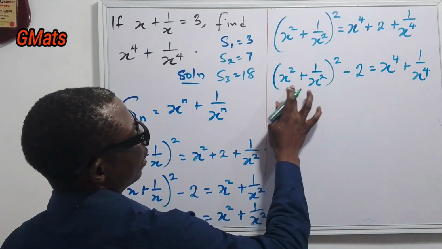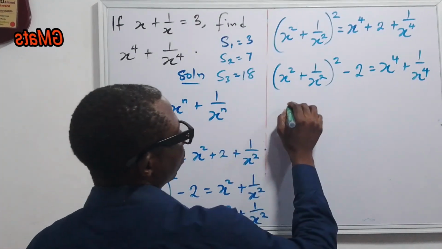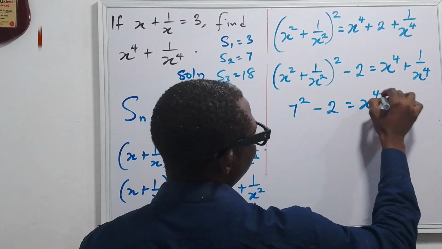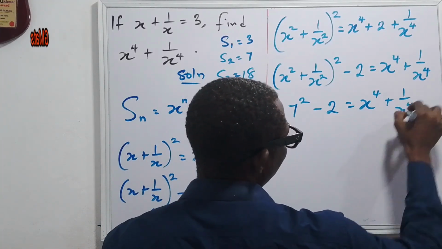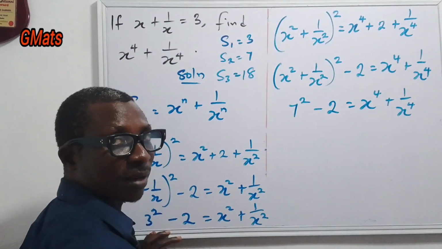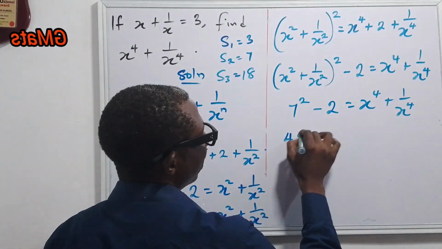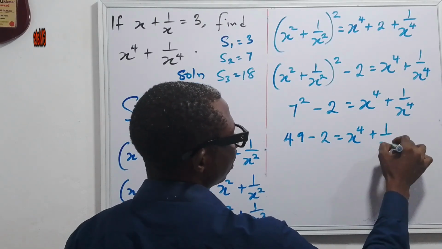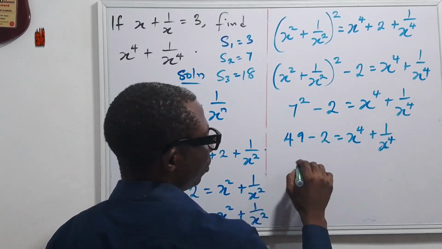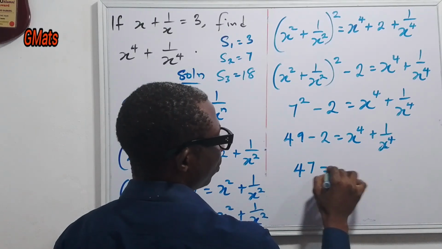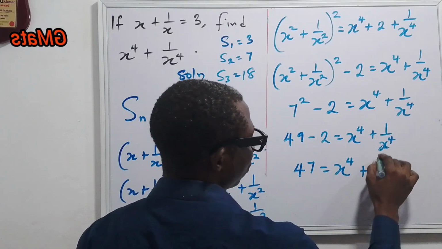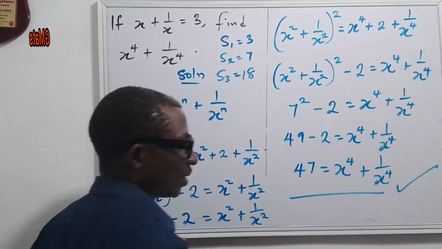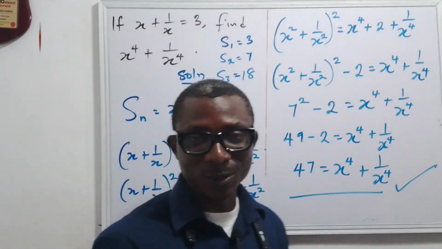All right, so we have this. This is S2, that's 7. We have 7 squared minus 2 equals x raised to the power of 4 plus 1 over x raised to the power of 4. So when you square this, what do you have? 49. We have 49 minus 2 equals x raised to the power of 4 plus 1 over x raised to the power of 4. And that's going to be 47 equals x raised to the power of 4 plus 1 over x raised to the power of 4. And this is the answer to the problem. I hope you've learned one or two things.